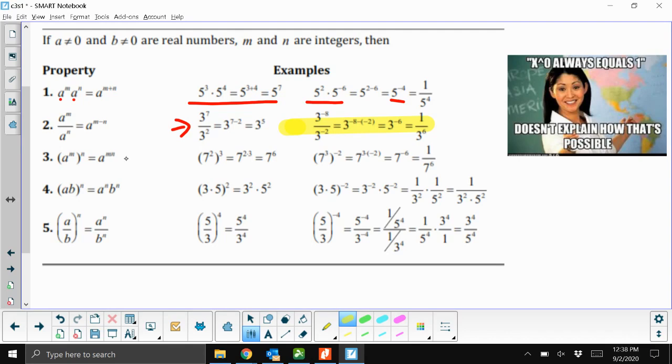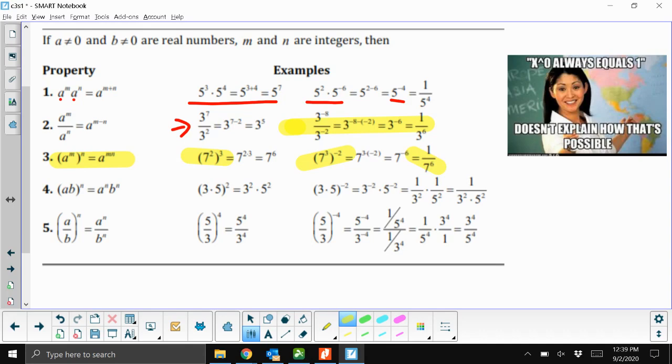All right, so when you have two exponents in a row, a power to a power, we multiply those. Notice here, 2 powers in a row means we multiply. We'd say 2 times 3, so 7 to the 6th. Same thing here, except we get negative 6, and then we'd have to make that positive.